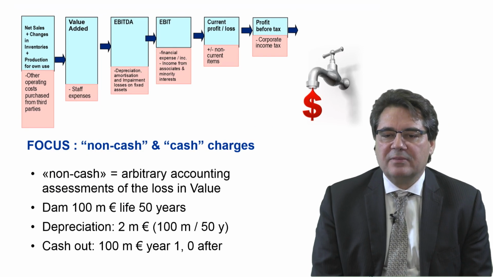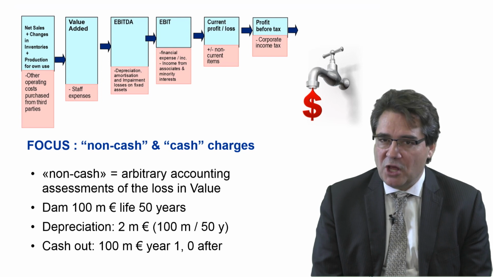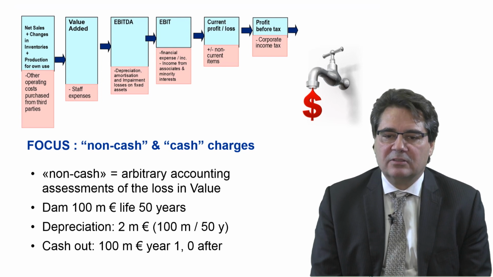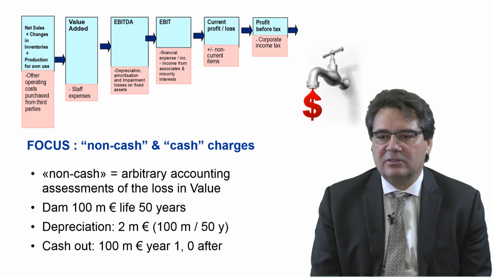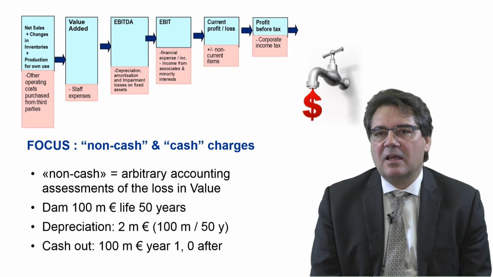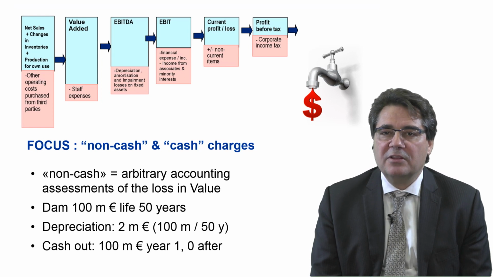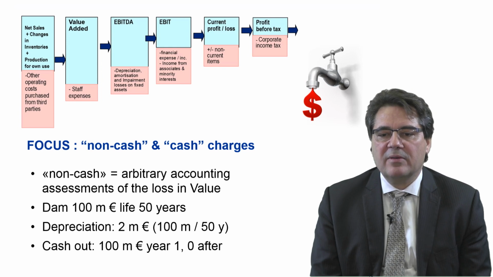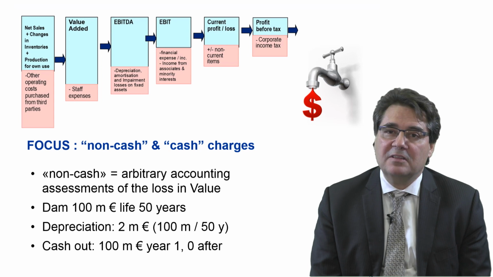We have two types of charges, non-cash and cash charges. The most common non-cash charges are assets depreciation or allowances for impairment. Depreciation and allowances are called non-cash charges insofar as they merely reflect arbitrary accounting assessment of the loss in value.